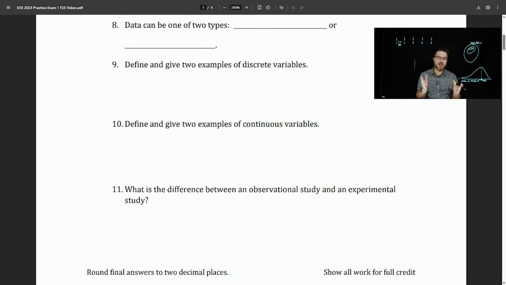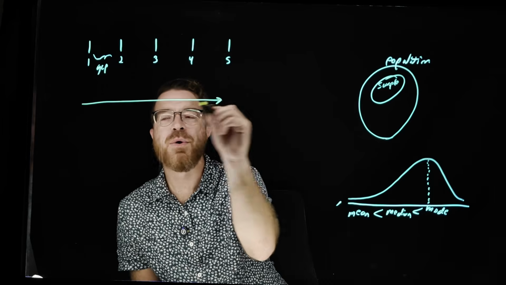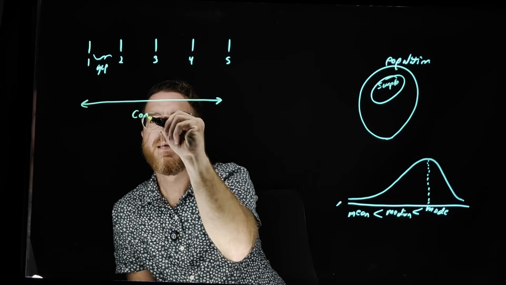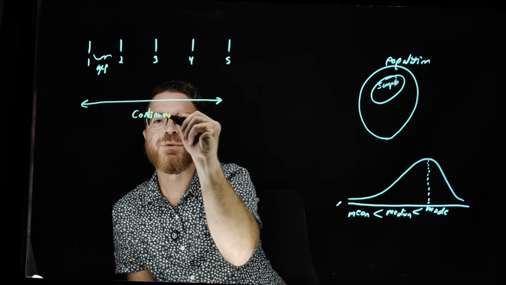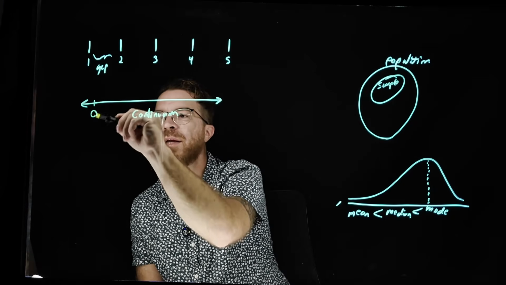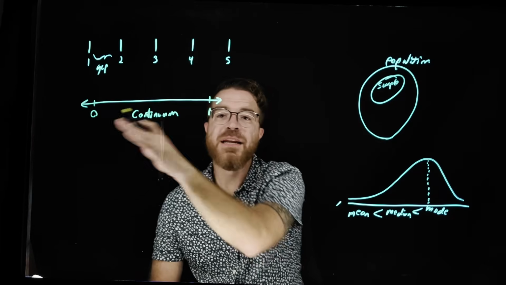Next, we want to define and give 2 examples of a continuous variable. Well, if a discrete measurement is one that has gaps with nothing in the gaps, a continuous measure would be one where there is no gaps that exist. It's a number line or a continuum, which means that all values are possible. This means that between any 2 values, let's say 0 and 1, there will be an infinite number of values.